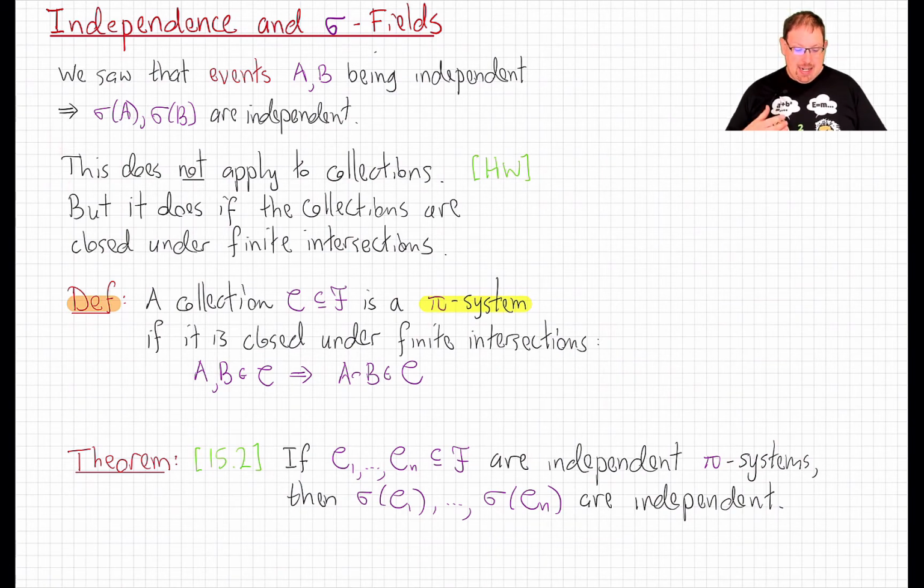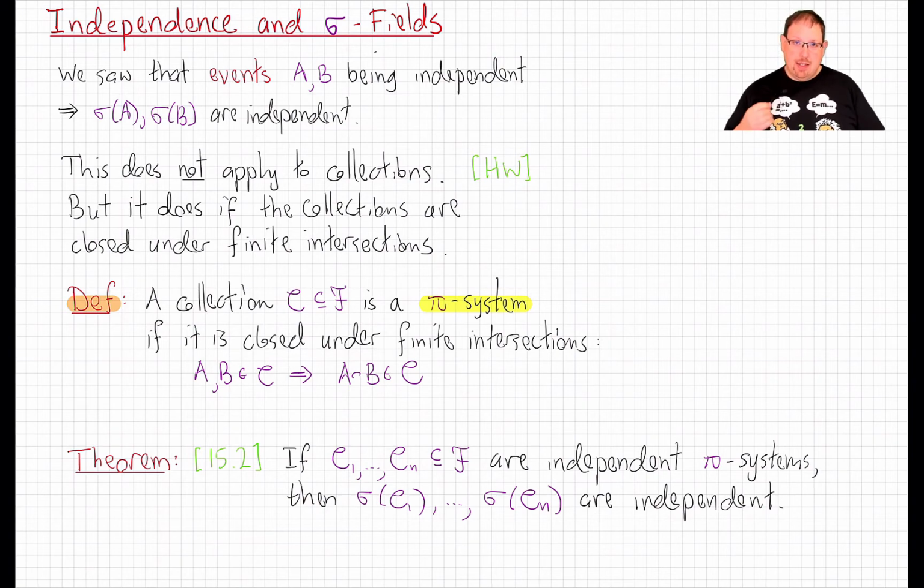However, it does imply it if those classes of events are closed under intersection. Let's give some standard notation for that. Given a sigma field F, a class of events in F is called a pi system if it is closed under finite intersection. Simply meaning, given any two events A and B in the class, their intersection is in the class. This notation pi system was introduced by Dynkin and is one half of Dynkin's pi-lambda theorem, which we have avoided so far and will continue to avoid.